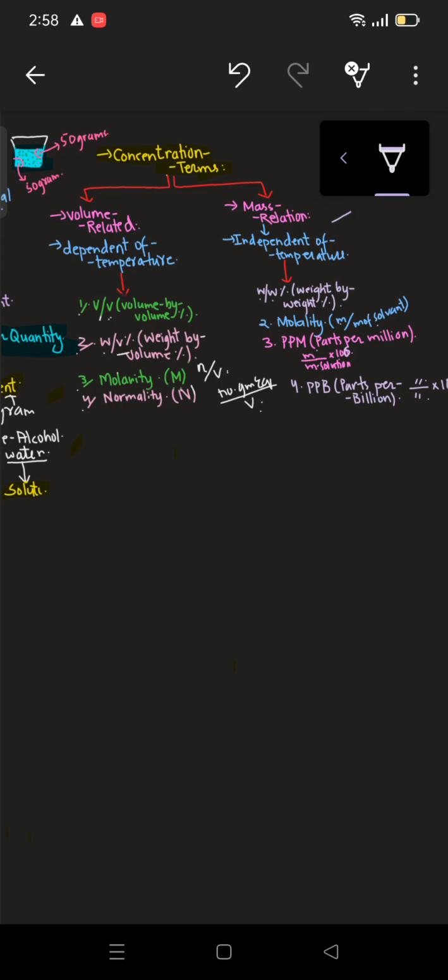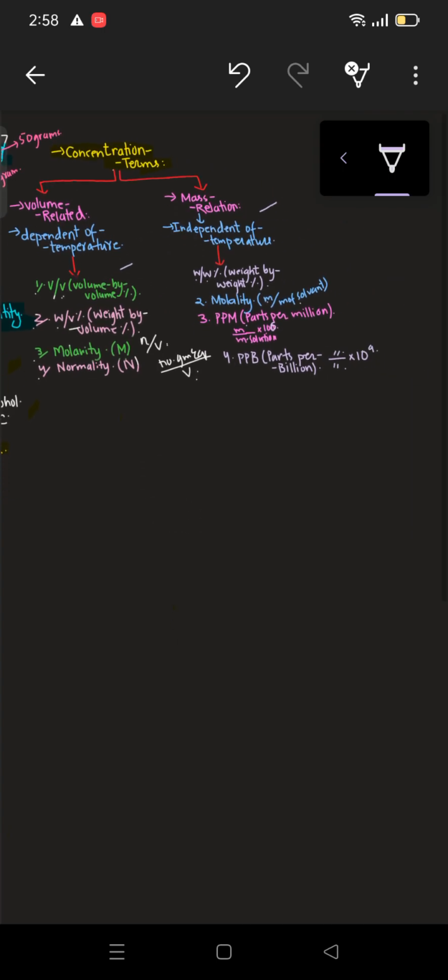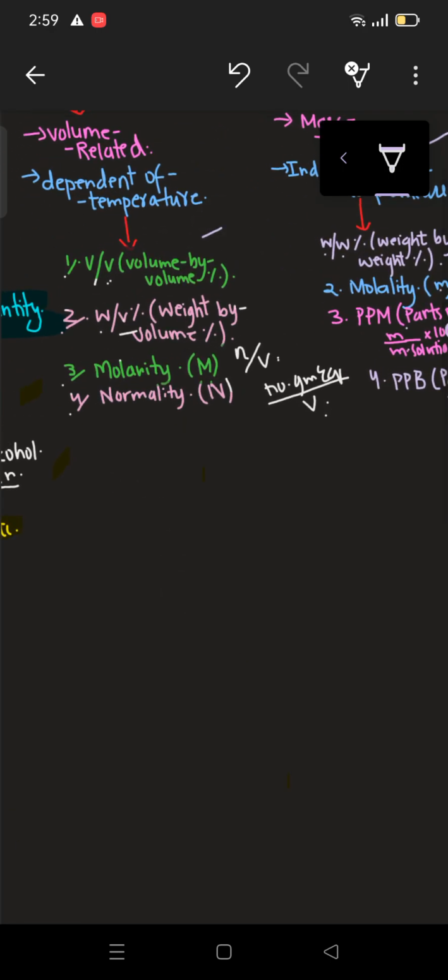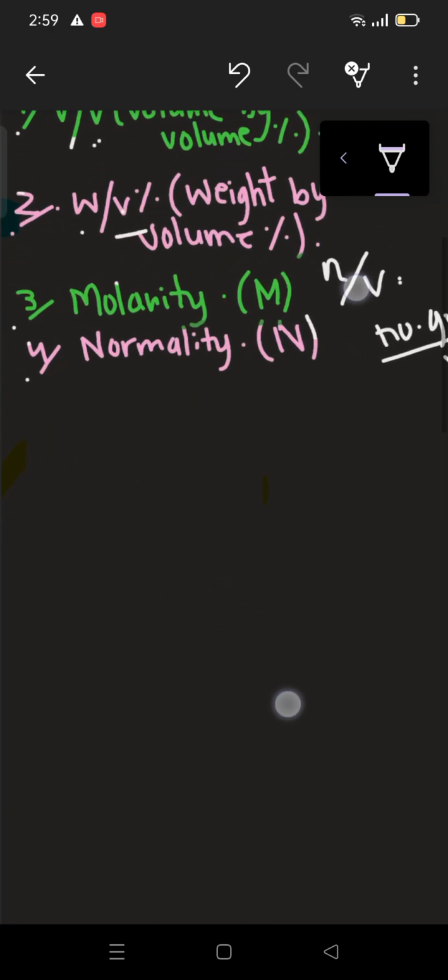But now we need to deep dive into every concentration term. We need to understand everything from volume by volume percentage to ppb, which is parts per billion. We need to understand every concentration term here. So we're of course going to start with the first one, volume by volume percentage.